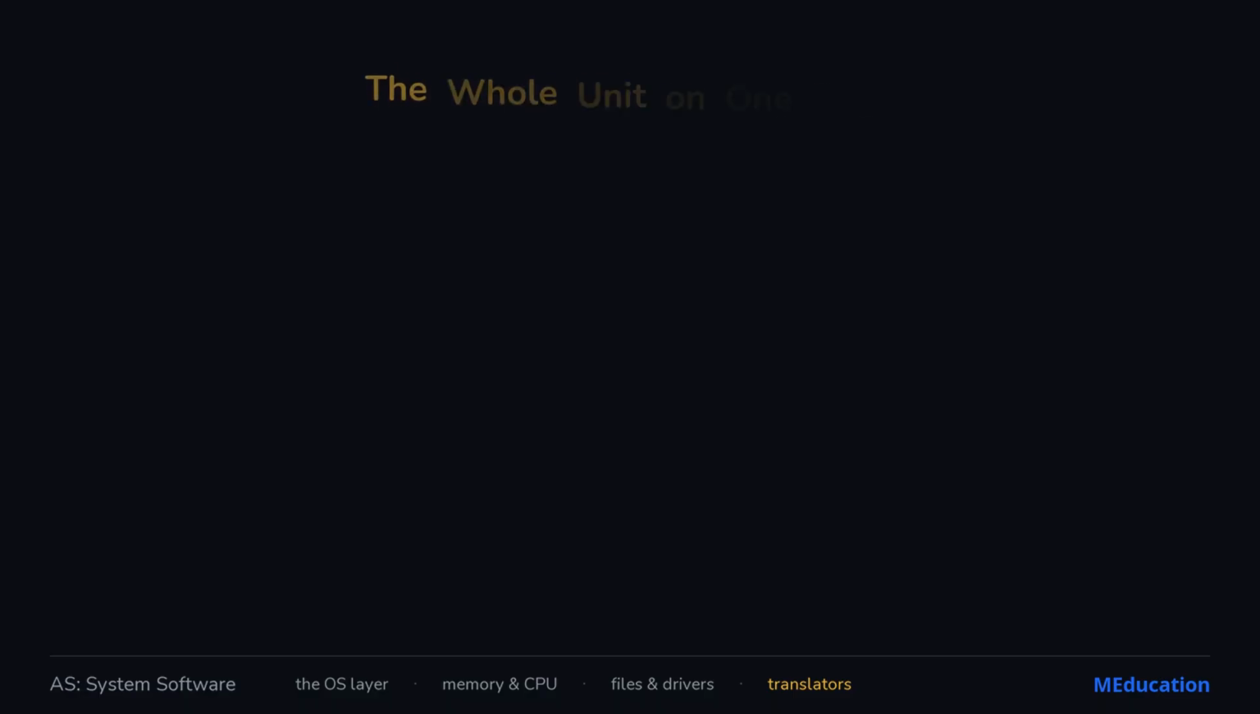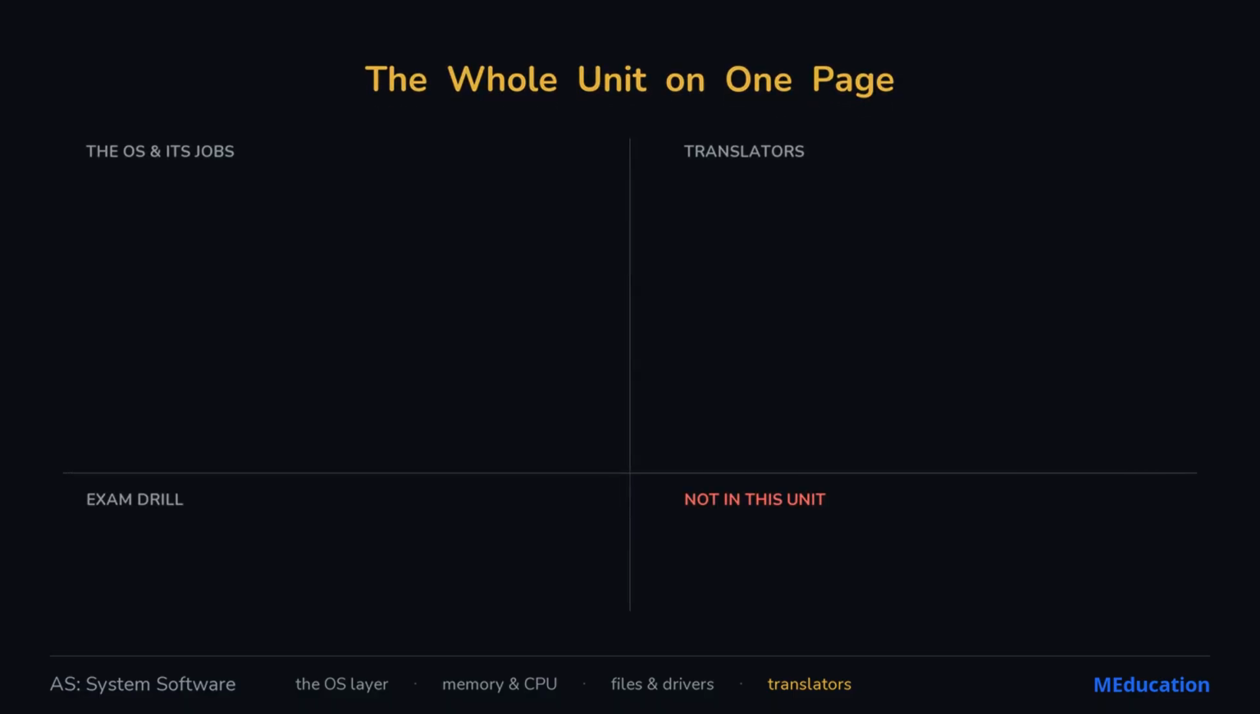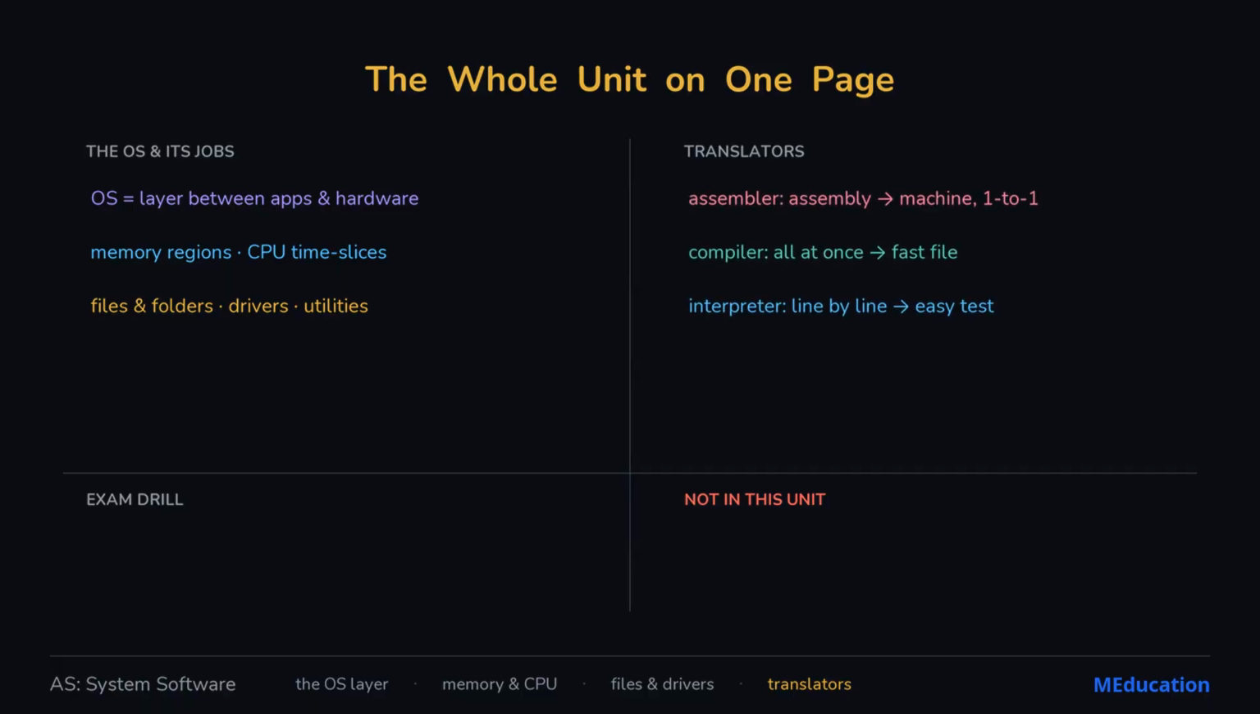Same goal, opposite trade-offs. The operating system is the master program that sits between your applications and the hardware. Nothing reaches the machine except through it, and it hides every messy detail behind a clean, dependable surface. Its core job is sharing the machine: splitting memory into protected regions, scheduling the processor in tiny time slices, organizing the disk into files, and using drivers and utilities to run and maintain devices. And translators turn your code into machine code.